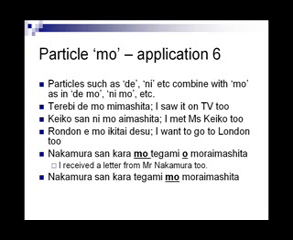Rondon e mo ikitai desu. This sentence uses e mo. E is a direction particle meaning to. Ikitai is a tai form verb, want to go. Rondon is London, the capital of UK. I want to go to London too.